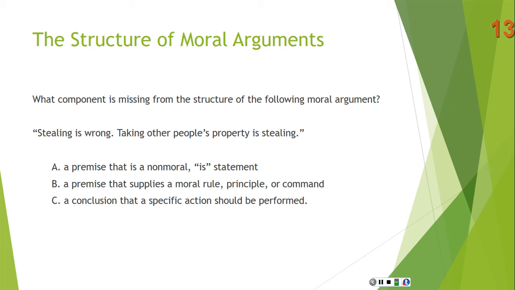The conclusion that a specific action should be performed or not performed. Therefore, you shouldn't steal. Something like that. Therefore, you shouldn't take another person's property. Okay? Taking another person's property is stealing. Stealing is wrong. Therefore, you shouldn't take another person's property. Okay, now we've got a decent argument where the conclusion follows from the premises. We've got the is statement, the moral principle, and the conclusion, which specifies the moral action to take or not to take.